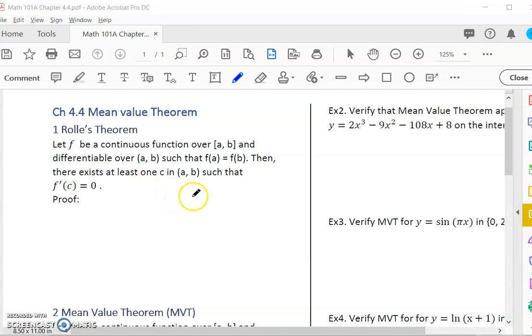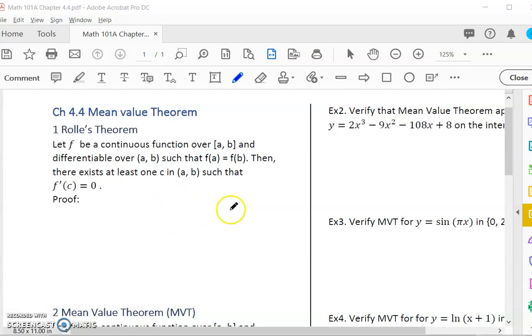The mean value theorem is a very important theorem that eventually leads us to prove the fundamental theorem of calculus, so it's worth spending some time to go over it. You might not need to know the proof. We'll go over the proof a little bit, but you need to know what it means. When would the mean value theorem apply?